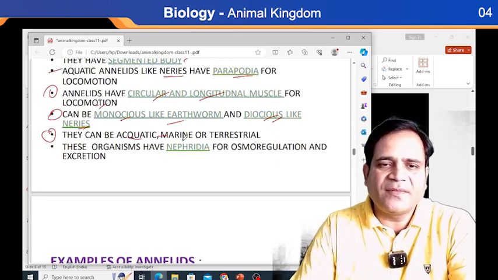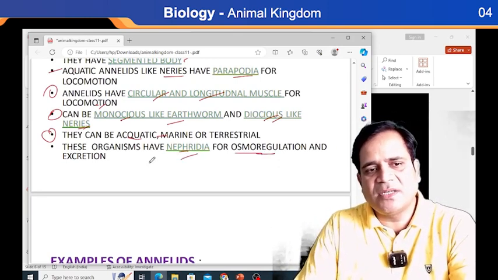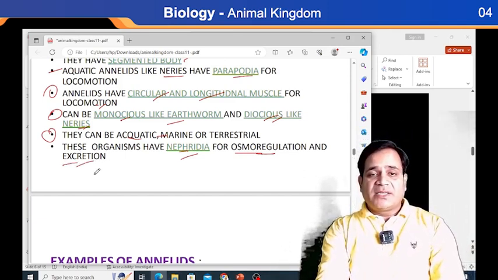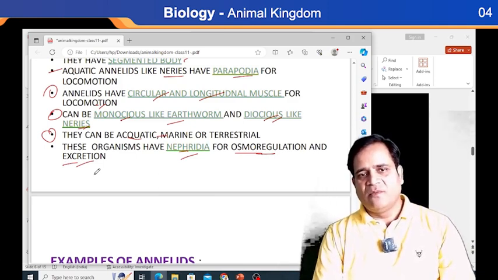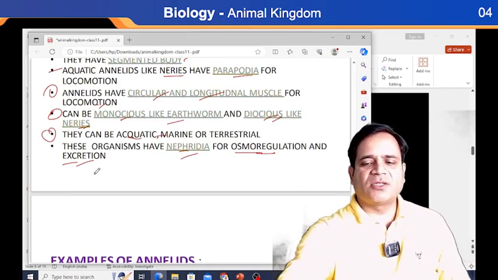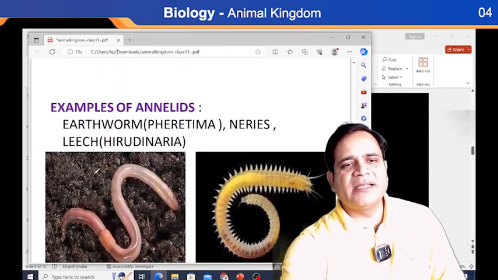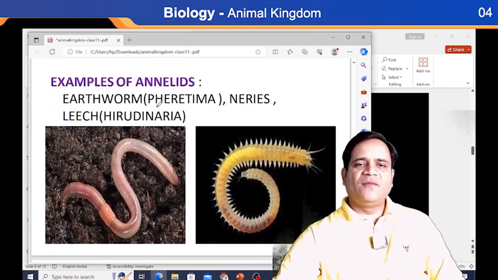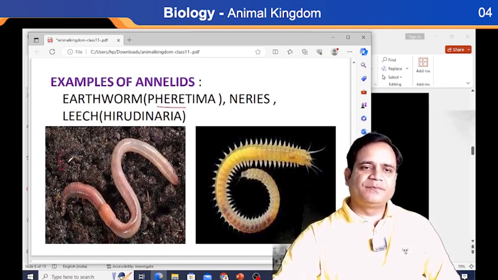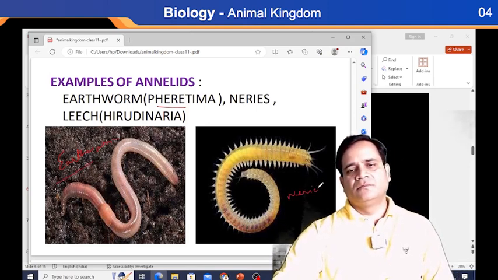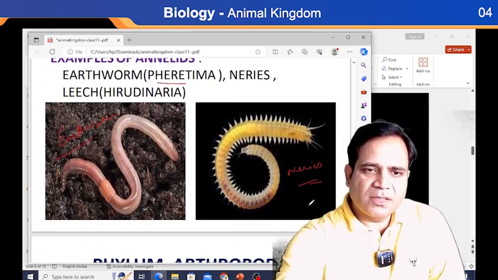So in these organisms, nephridia, what is the main purpose? Osmoregulation and excretion. So here the main thing is excretion, or you say osmoregulation, to maintain the body balance. That is nephridia. Correct? Now the next thing, the example is important here. See the example with the diagram. Example of Annelida is what? Earthworm, Pheretima. This one is earthworm. This one is what? Earthworm. This one is what? Nereis. Clear?